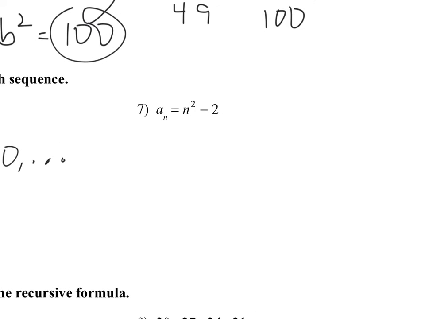This here, we want the first 4 terms, and again, the first term is when we have an n value of 1. When n equals 1, 1 squared minus 2 is negative 1. When n equals 2, 2 squared is 4, 4 minus 2 is 2. When n equals 3, 3 squared is 9, 9 minus 2 is 7. When n equals 4, 4 squared is 16, 16 minus 2 is 14.